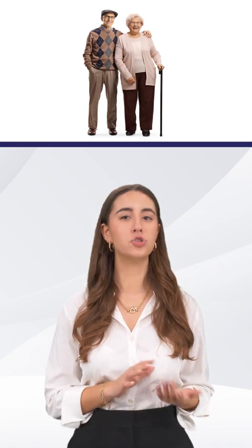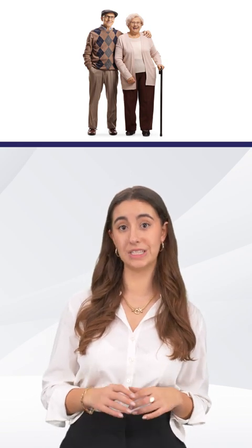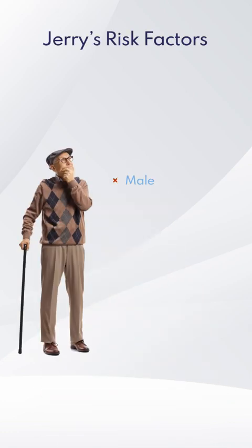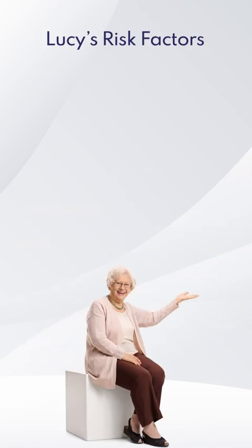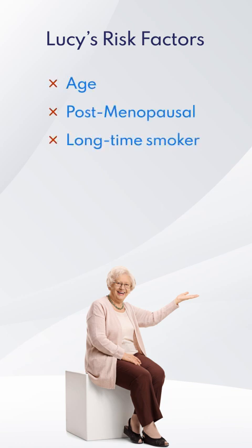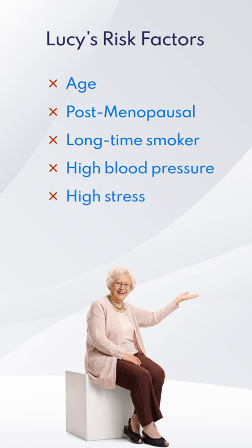As we can see, both Jerry and Lucy have multiple risk factors for CVD. So let's zoom in on those. Jerry is male. He is older, has high blood pressure, and he drinks occasionally. However, Jerry manages his blood pressure by taking his medication regularly and is otherwise healthy. Lucy's risk factors are her age, that she is a postmenopausal woman, she has smoked for a long time, has high blood pressure, and experiences quite a lot of stress due to her memory loss. In addition, her blood pressure is not well managed.